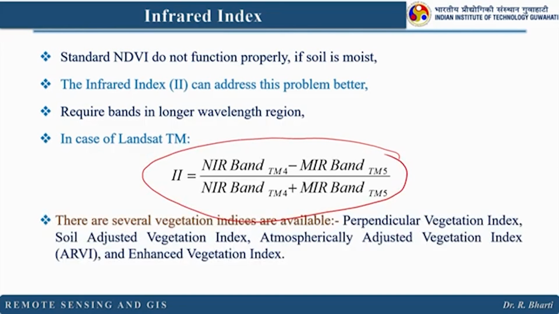But there are several different vegetation indices available. So if you are going for such studies where you need to highlight vegetation, then you need to check different methods and the latest update on the infrared index, or the newly available infrared index for vegetation.